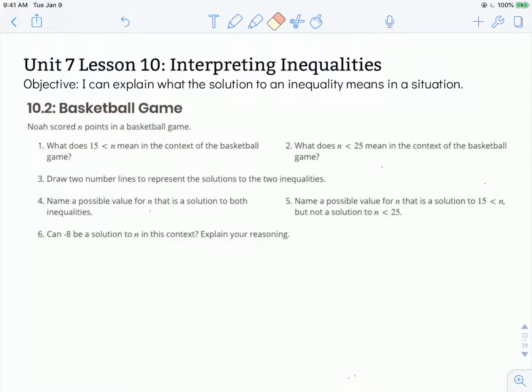We're looking at illustrative math for 6th grade. This is Unit 7, Lesson 10, Interpreting Inequalities. The objective states I can explain what the solution to an inequality means in a situation. We're looking at activity 10.2, basketball game.